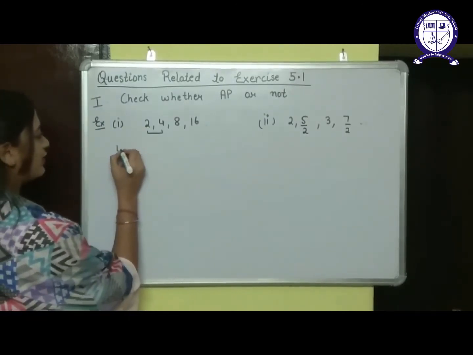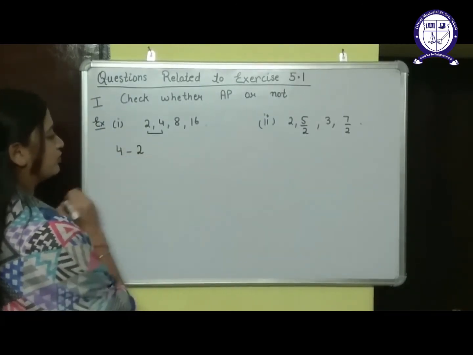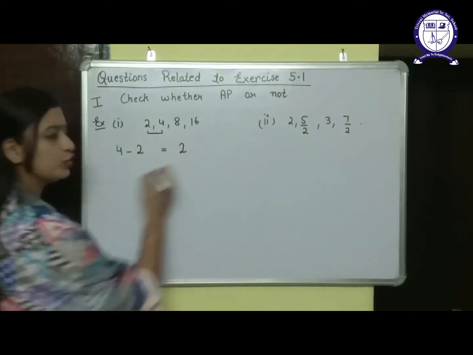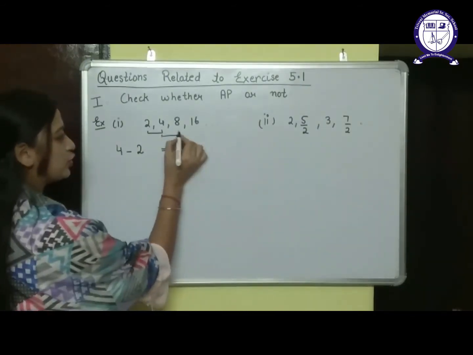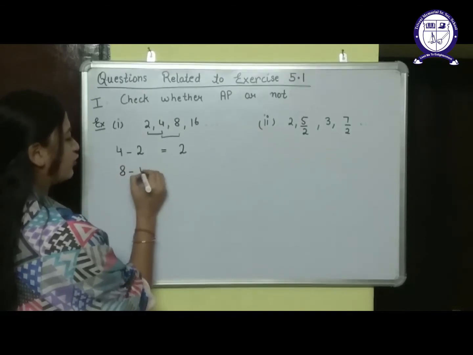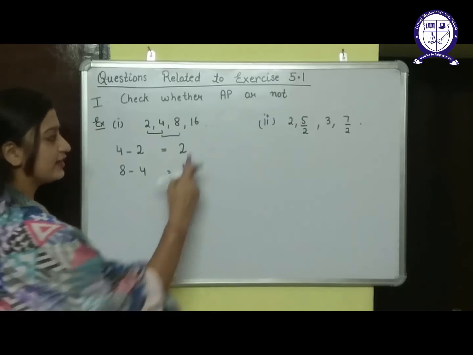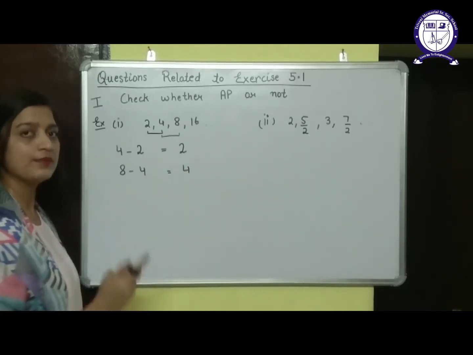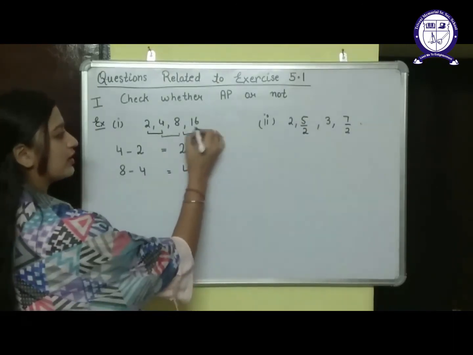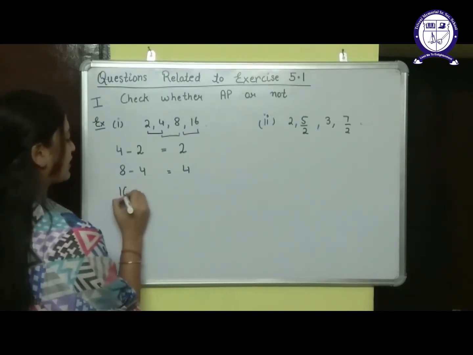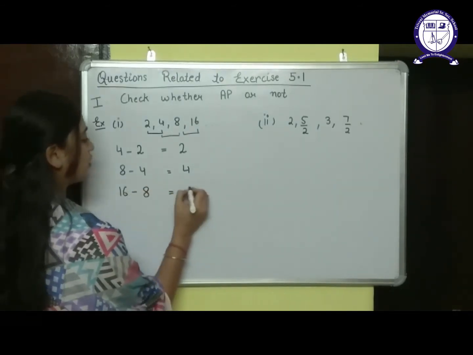So first of all, I will take 4 minus 2. It will be my 2. Then I will take these two terms, 8 minus 4. This is my 4. And here I can see that the difference is not same, but still I am doing the last two terms also. That is 16 minus 8, which is equals to 8.